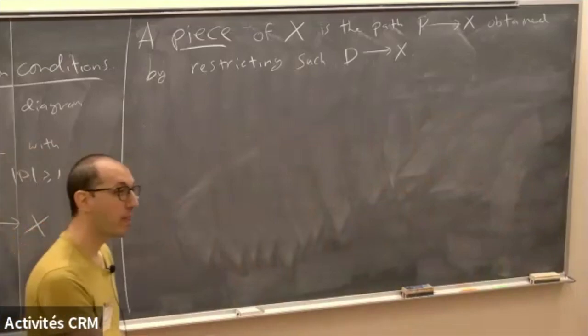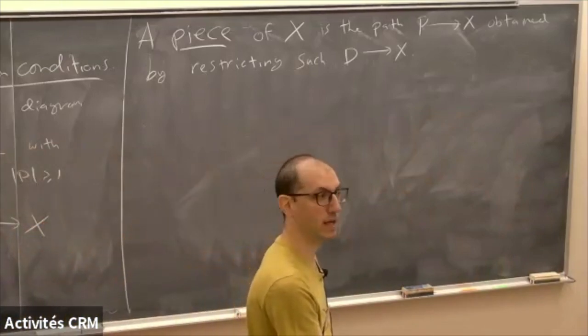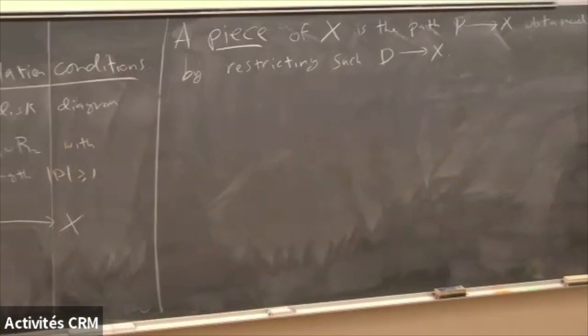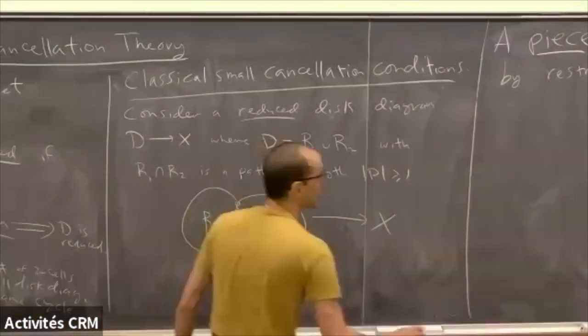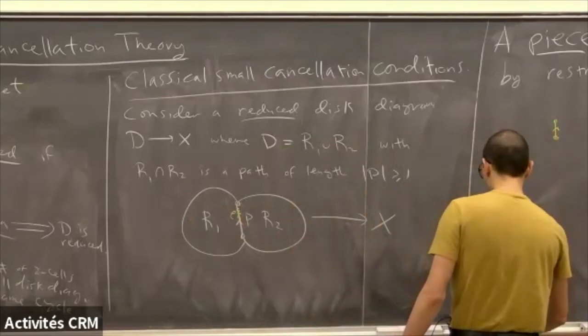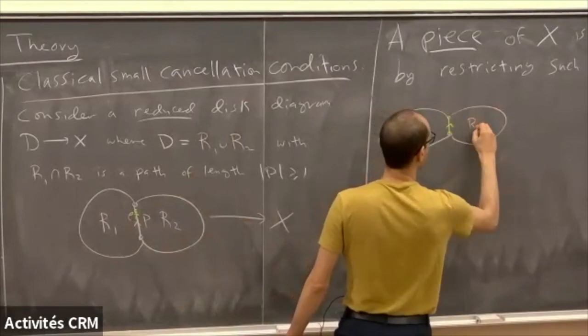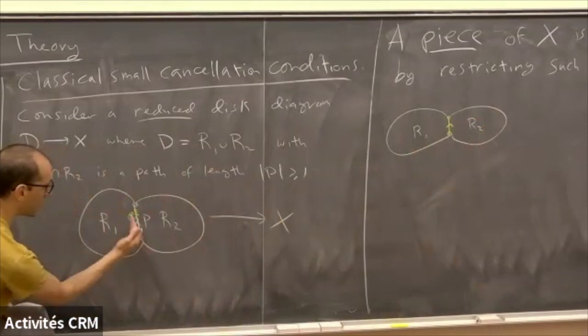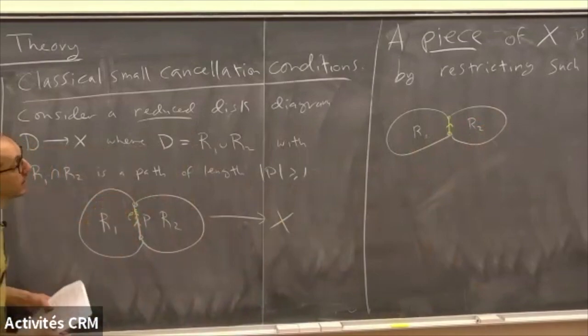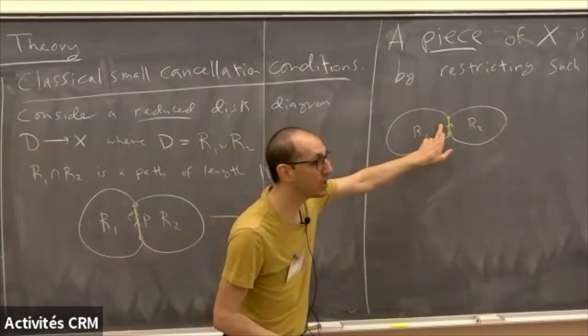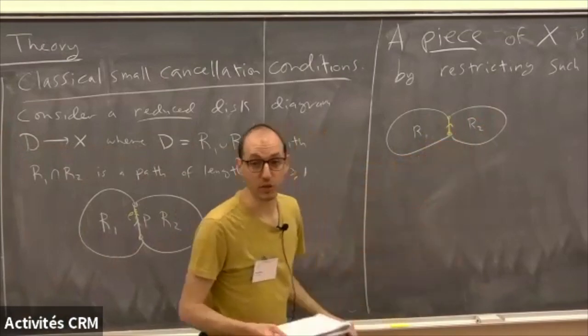Does it have to be maximal in some sense? It doesn't. I mean, suppose we have some edge E over here. Well, then there's an equally good disk diagram of this sort that looks like this, where we slice this open from down here and then from up here, and this path of length one, given by restricting, is also a piece.